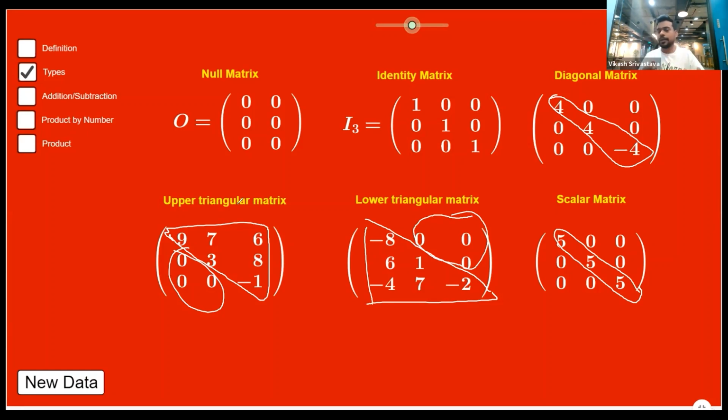So in a scalar matrix, your diagonal elements will be non-zero, of course, and they will be the same, and all the non-diagonal elements will be zero. So non-diagonal elements are this, everything apart from your diagonal elements. So this is the concept of a scalar matrix.